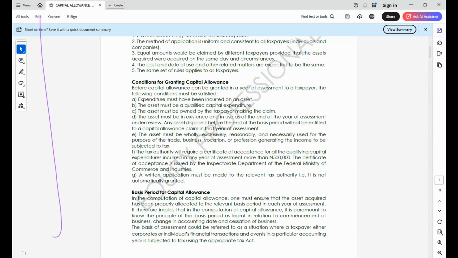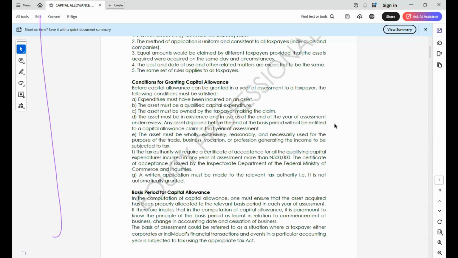Your QCE will be acquired based on availability of funds. Depending on how you have funds, we determine how your asset is going to be acquired. That tells you that capital allowance is not going to be claimed at once. It is only going to be available when you acquire the asset. So in essence, how do we now claim capital allowance? This will lead us to the basis period for capital allowance.